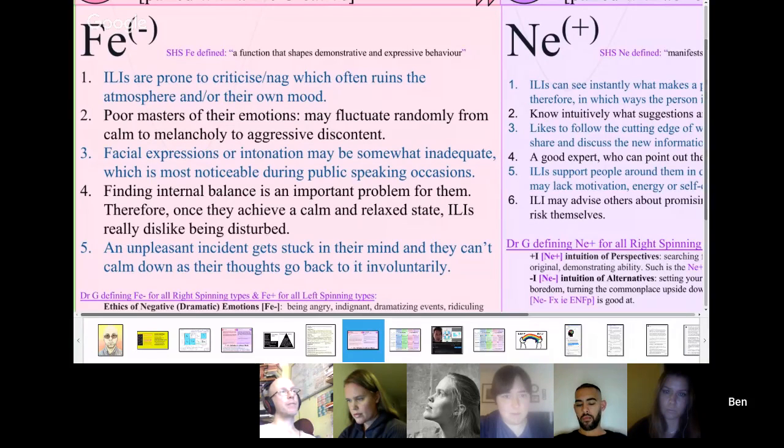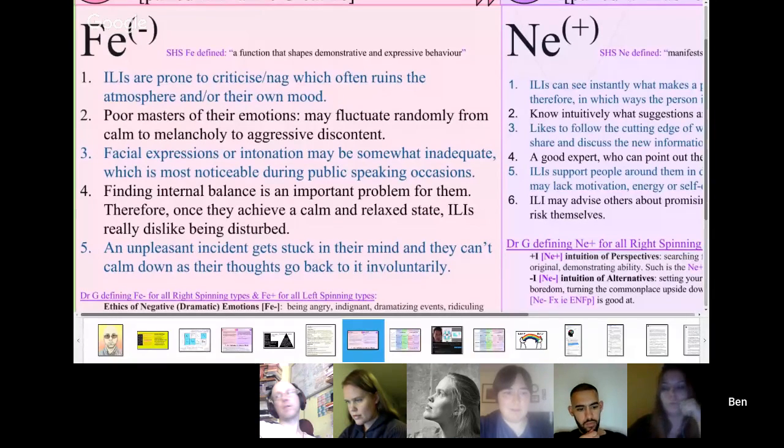So, Enrique, what do you think of number 5? An unpleasant incident gets stuck in their mind, and they can't calm down as their thoughts go back to it involuntarily. Yeah, that's true. This is a dynamic thing, where Victor thinks that the static types can change their mood easier.